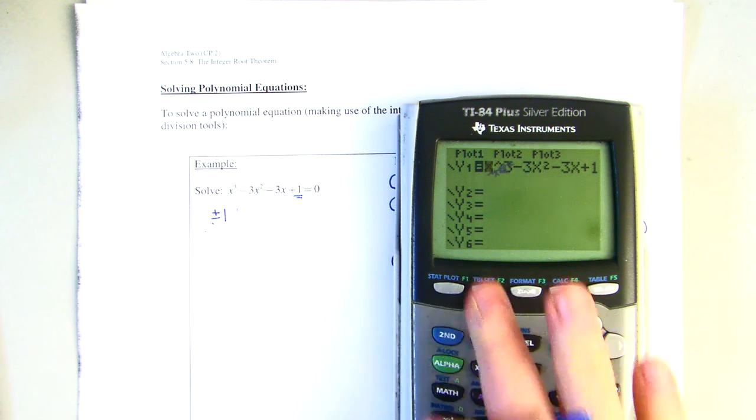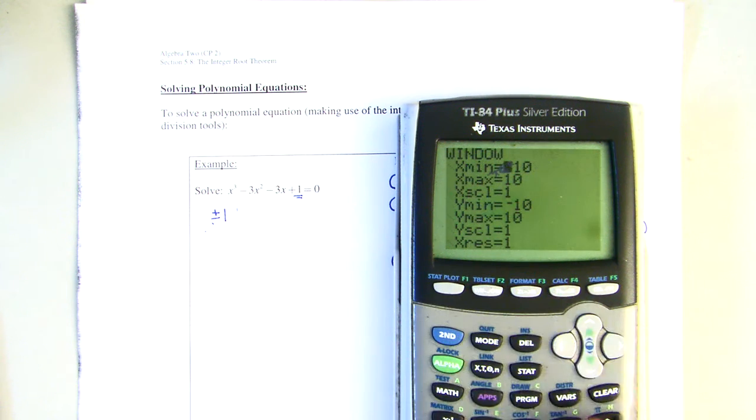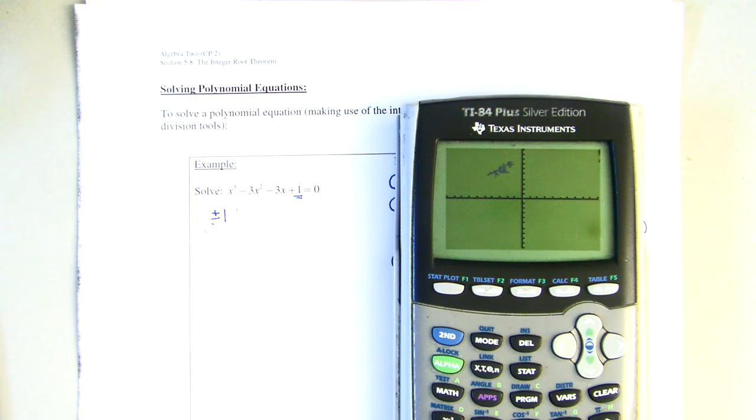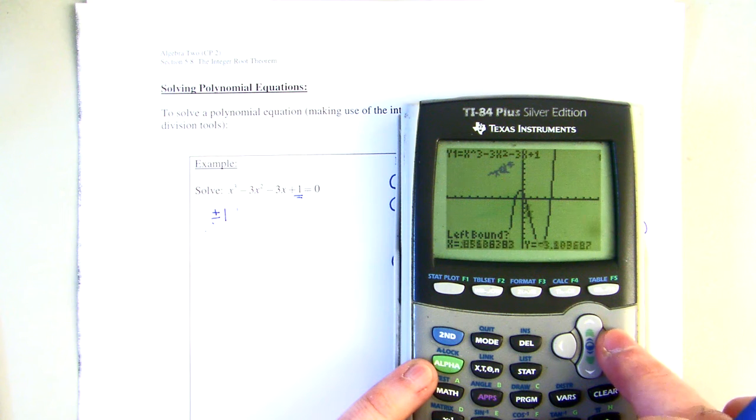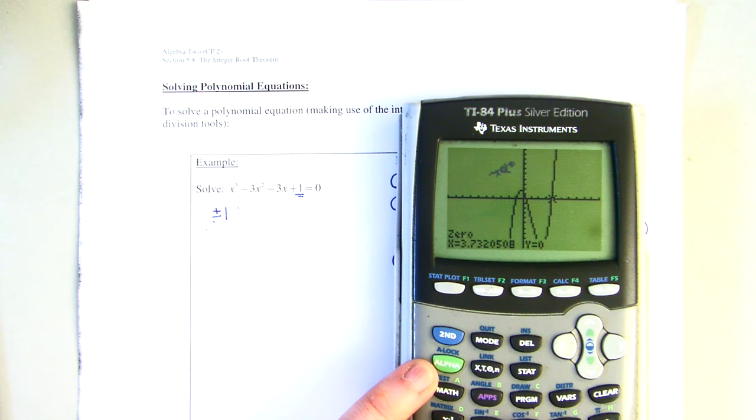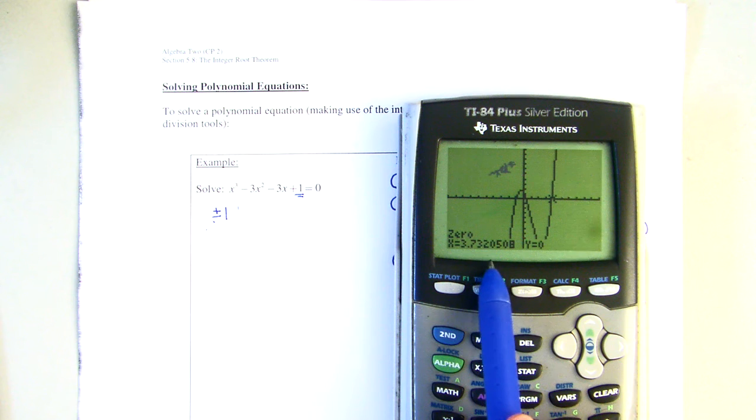So again, I'm going to type it into y equals. I'm going to set my window at -10, 10, 1, -10, 10, 1, and graph it. And I've got it. And I see 3 x-intercepts. Well, let me go try to find them. Second, calculate 0. Let's start with the one furthest to the right. Furthest to the right is giving me, okay, so I'm getting about 3.732.